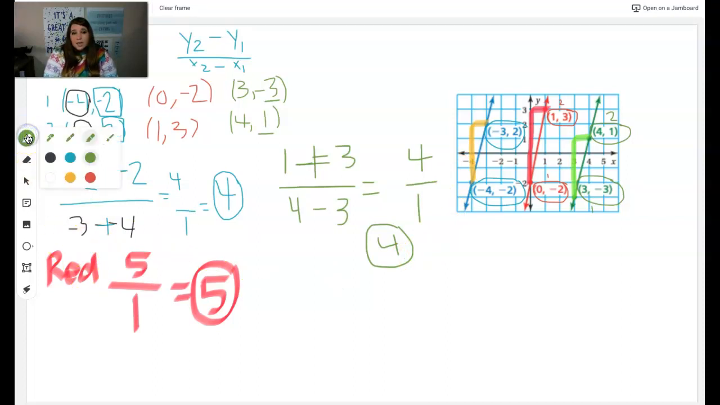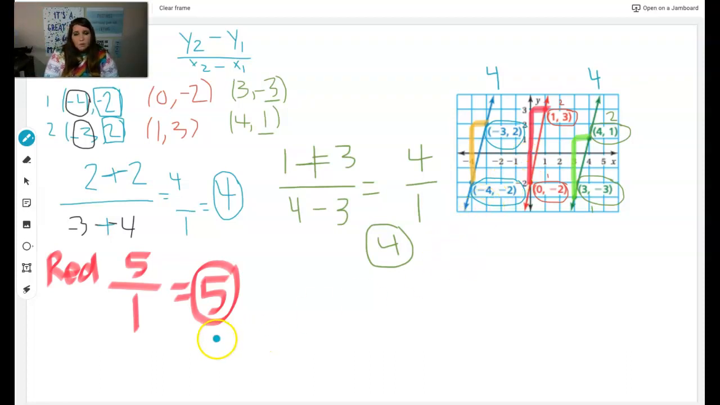So it looks like the two lines that are actually parallel are the green line and the blue line. And the reason why they're parallel is because they both have the same slope of 4. So blue and green are parallel. Red, not parallel. Eventually red, as it goes on, is probably going to hit the green line as it continues on.